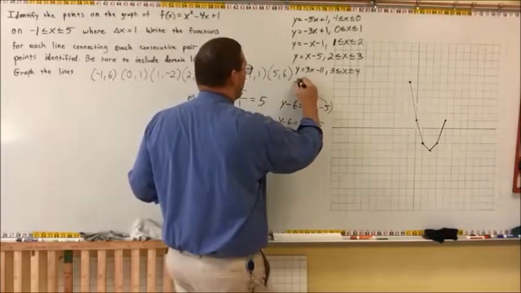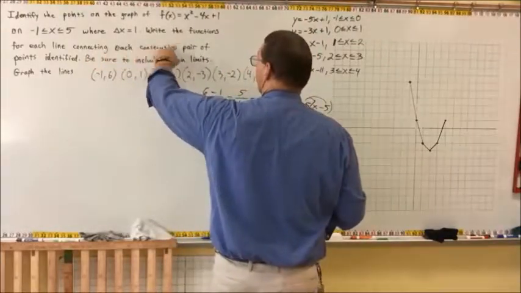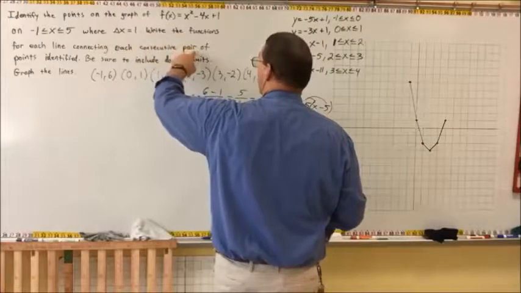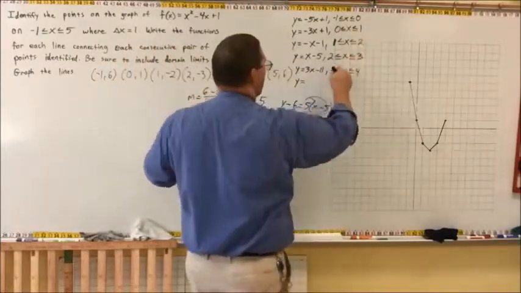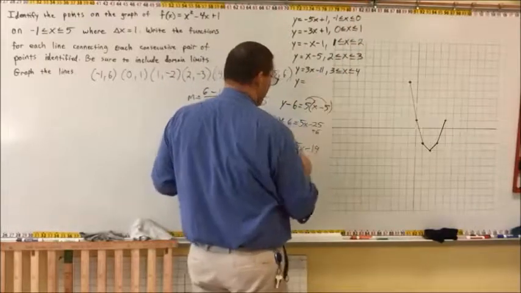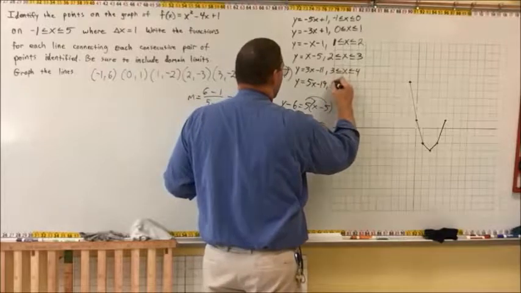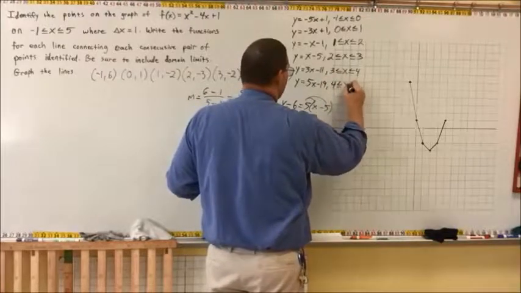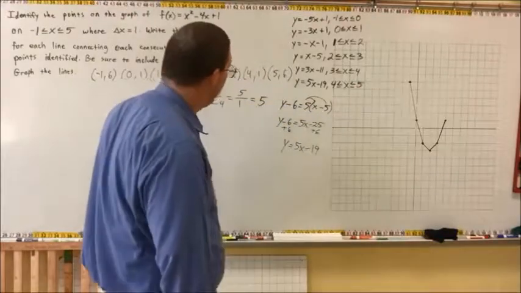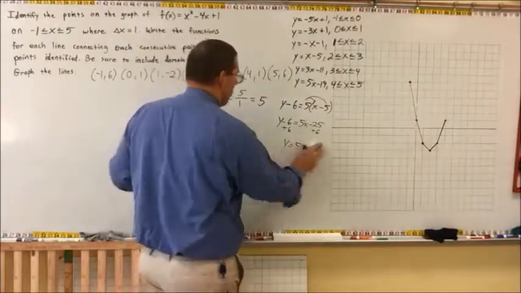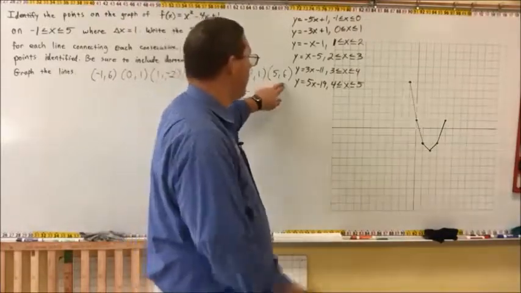And so our final, our sixth line, because it says for each line connecting each consecutive pair of points, write the functions and include the domain limits. Well, we've been including the domain limits the whole time. 5x minus 19, and this is where x takes on a value somewhere between 4 and 5. Okay? And now we're going to graph that one, and it connects the points (4, 1) and (5, 6).